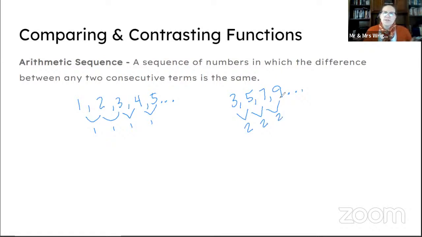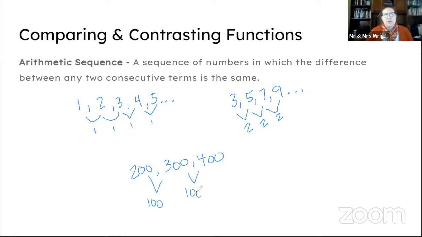So it's a sequence of numbers in which the difference between any two consecutive terms is going to be the same. Now, it can be any number. It can be 100, the difference between them. So you could have 200, 300, 400, etc. Because the difference between those is what? 100, right? Between consecutive, meaning in order, numbers. Consecutive, 200 and 300 are consecutive because one comes right after the other. And the difference between those is 100. The difference between these is 100.